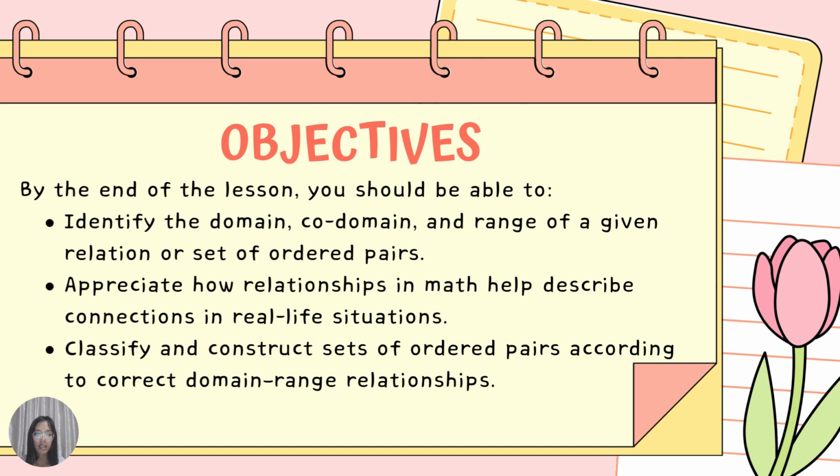Before we start, here are our learning objectives for today. By the end of the lesson, you should be able to, first, identify the domain, codomain, and range of a given relation or set of ordered pairs. Second, appreciate how relationships in math help describe connections in real life situations. And lastly, classify and construct sets of ordered pairs according to correct domain range relationships. So keep these objectives in mind as we go through each slide.